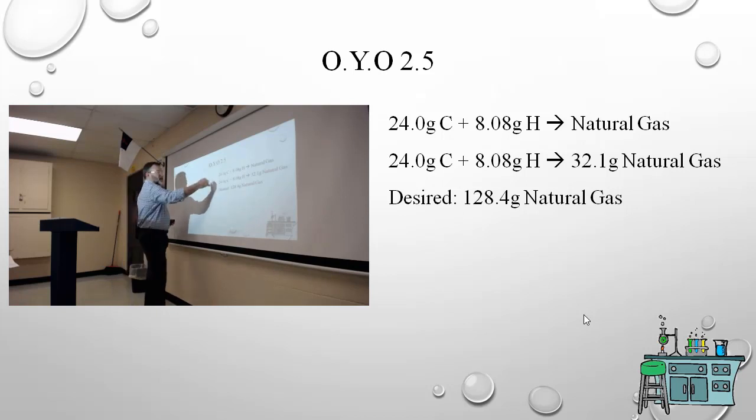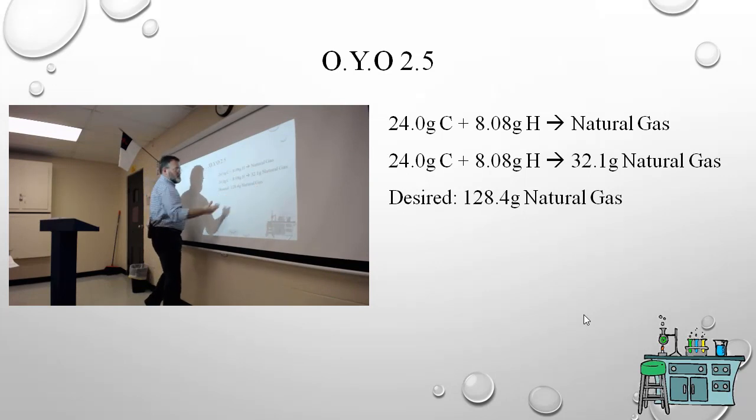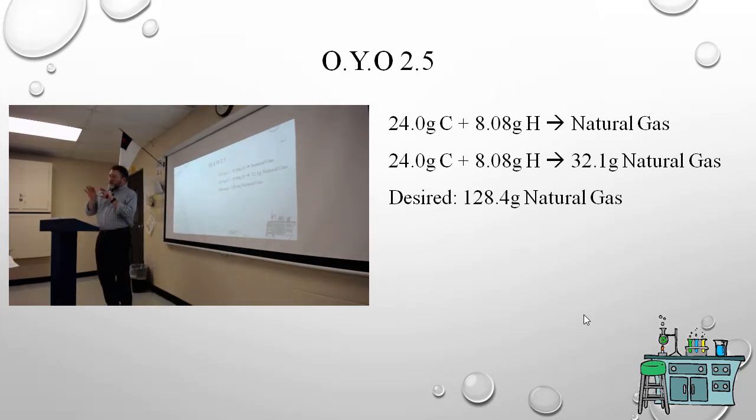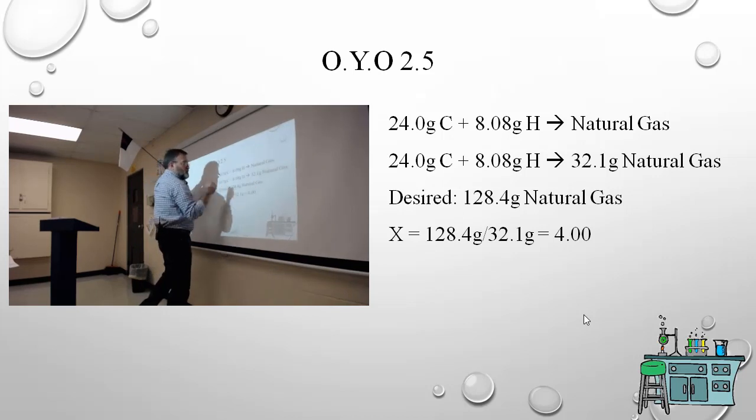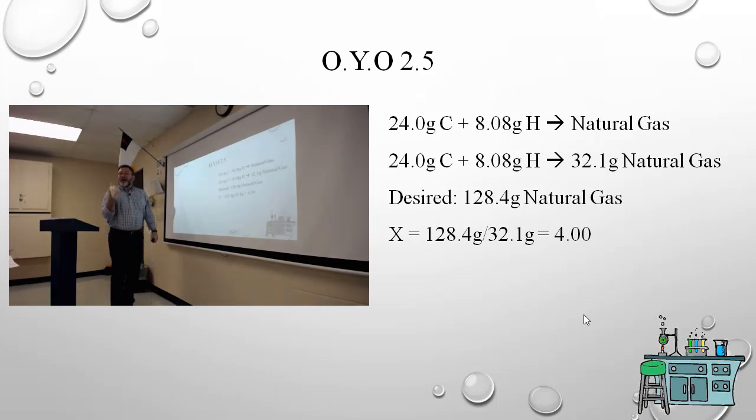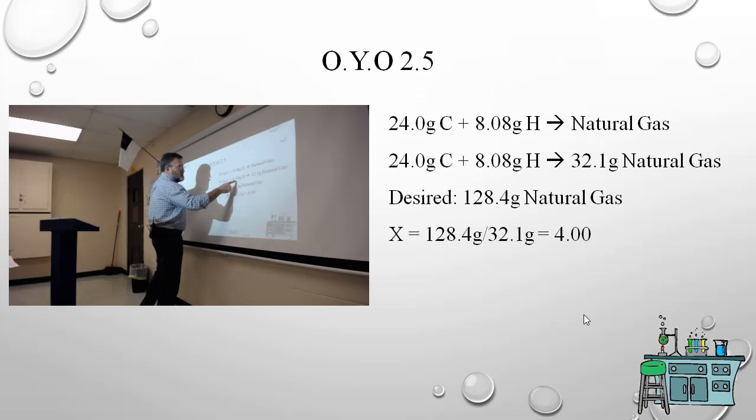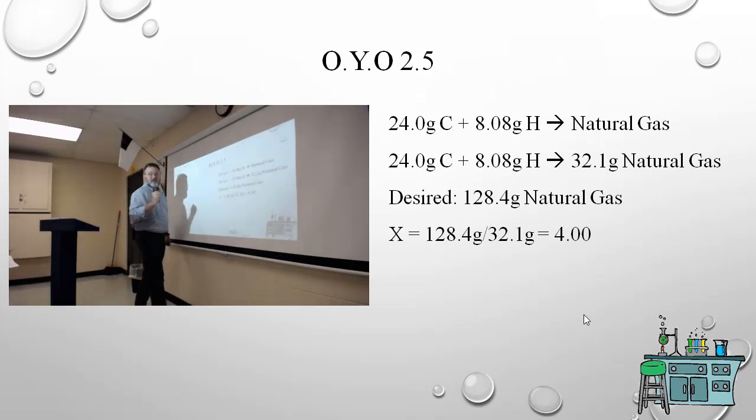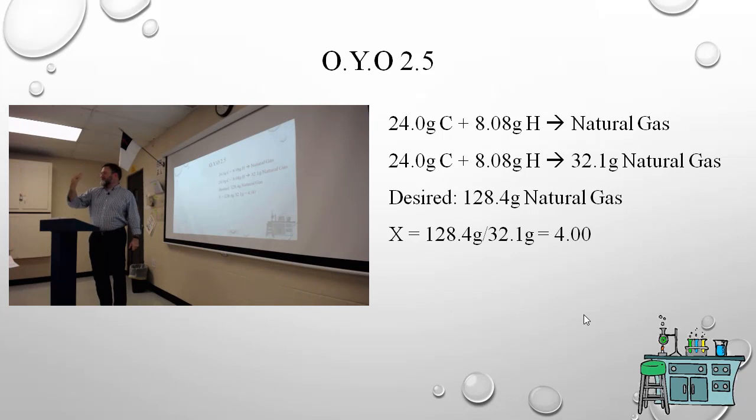So 24 and 8.08, that's the perfect recipe for this much, but we don't want this much. We've been asked to create this much. And so, again, using the easy analogy, we've been given the recipe for a dozen, but we haven't been asked for 1 dozen. We've been asked for, actually we find out we've been asked for 4 dozen. Because we have a perfect recipe that'll give us 32.1, we've been asked for 128.4, and so we figure out how many batches we need by dividing what we need by what the recipe will give us. And that tells us how many times we have to use that recipe.